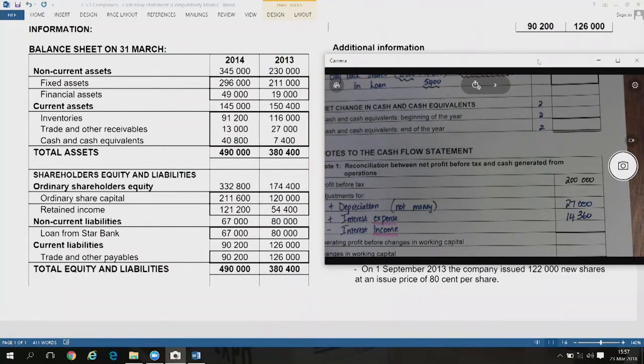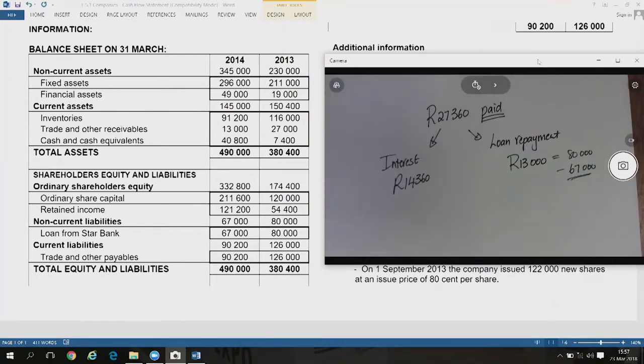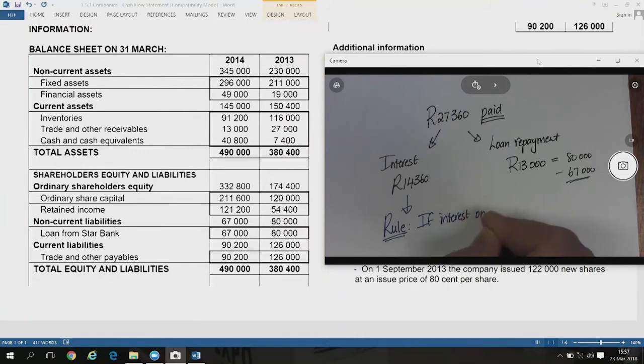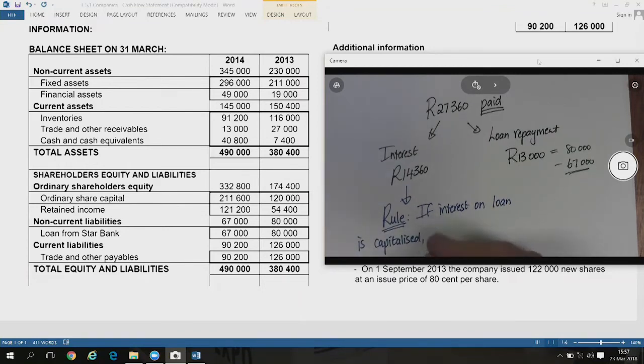Okay, there's a rule. The rule says, if the interest on a loan is capitalized, it is always paid. Why did I say that?